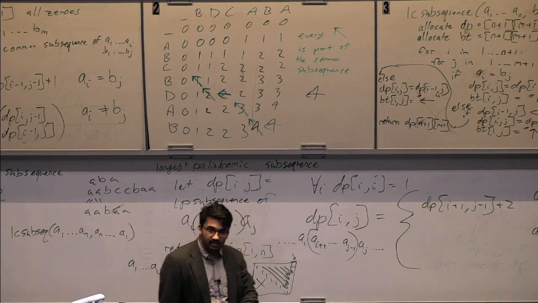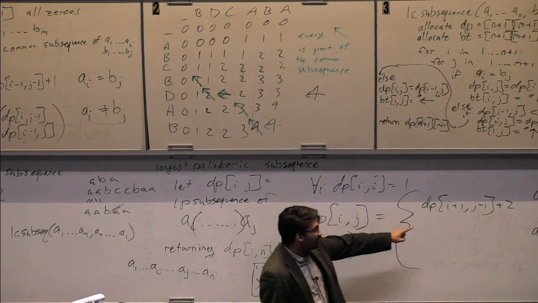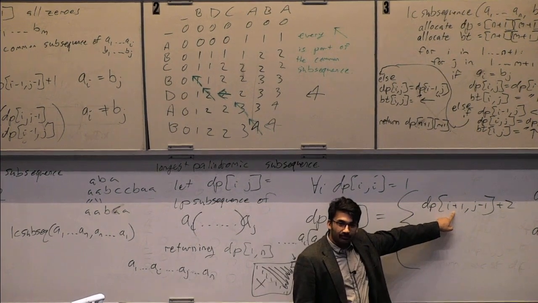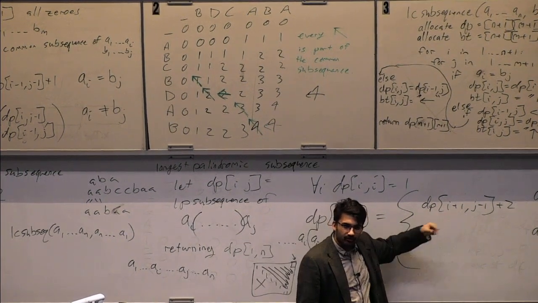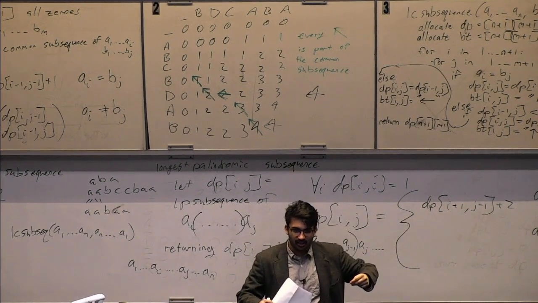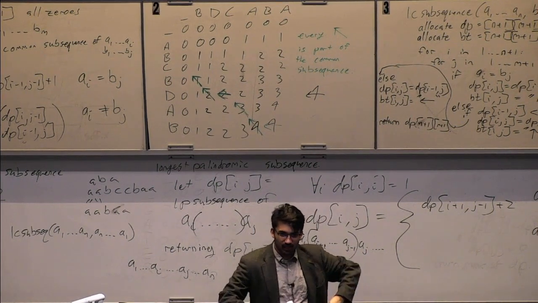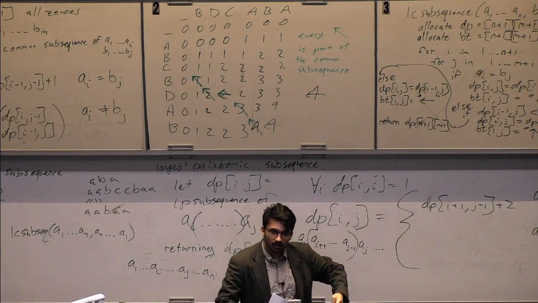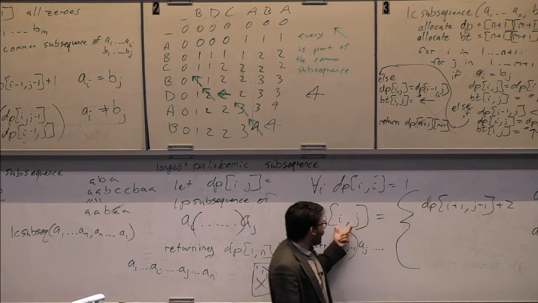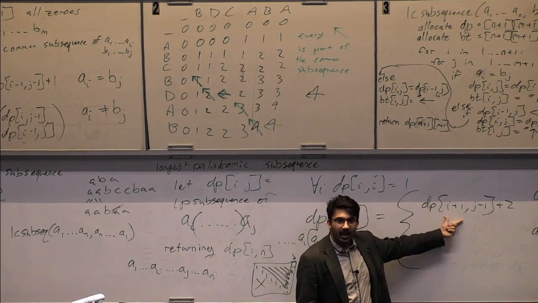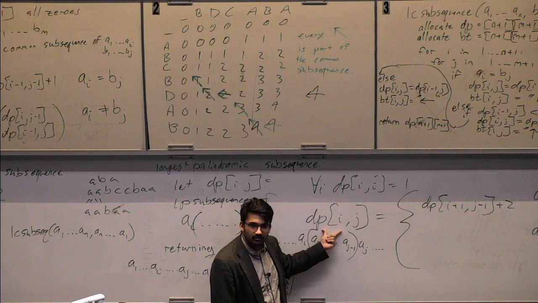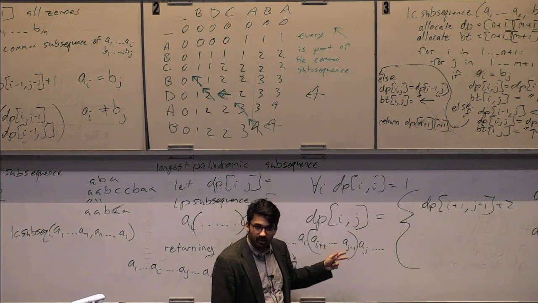Another thing to note is this is another reason filling in the table is challenging. You will not fill in I before you fill in I plus 1, right? Normally you simply loop I equals 1 to N, J equals 1 to N, and you do the smaller ones first. But here, I plus 1, J minus 1 has to be computed before I and J. So filling in the table also is a challenge here.